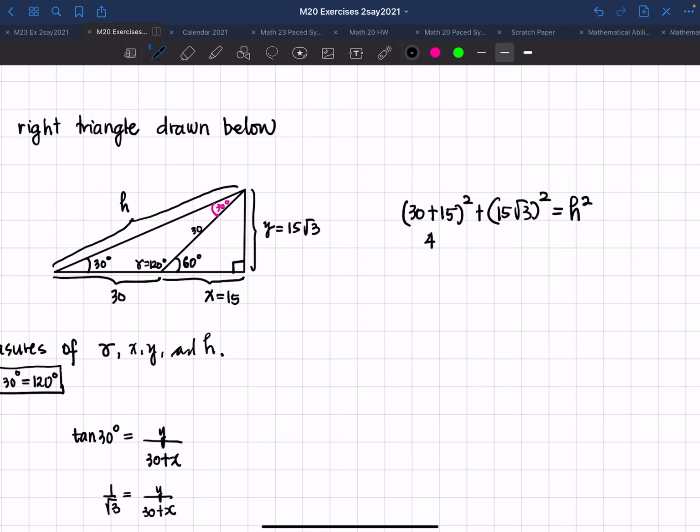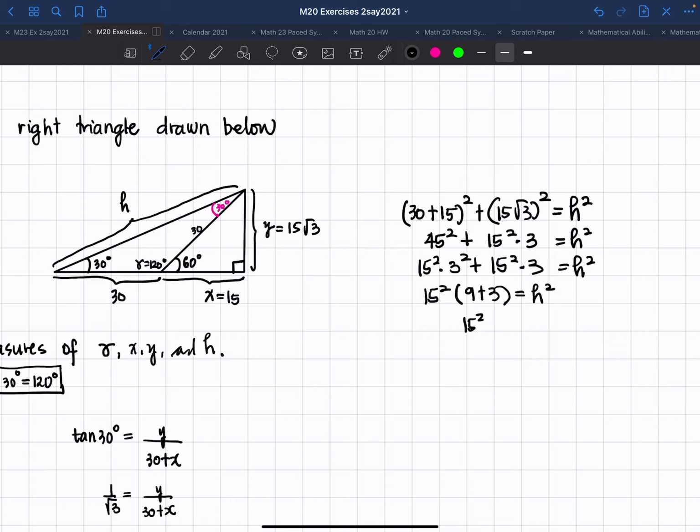Let's do this. So 45 squared plus 15 times 15 squared times 3 equal to h squared. 45 is 15 times 3. Pwede mo isulat ng ganyan, no? Para kasi madali mag-compute. Labas natin yung 15 squared. 9 plus 3. So 15 squared times 12 is h squared.